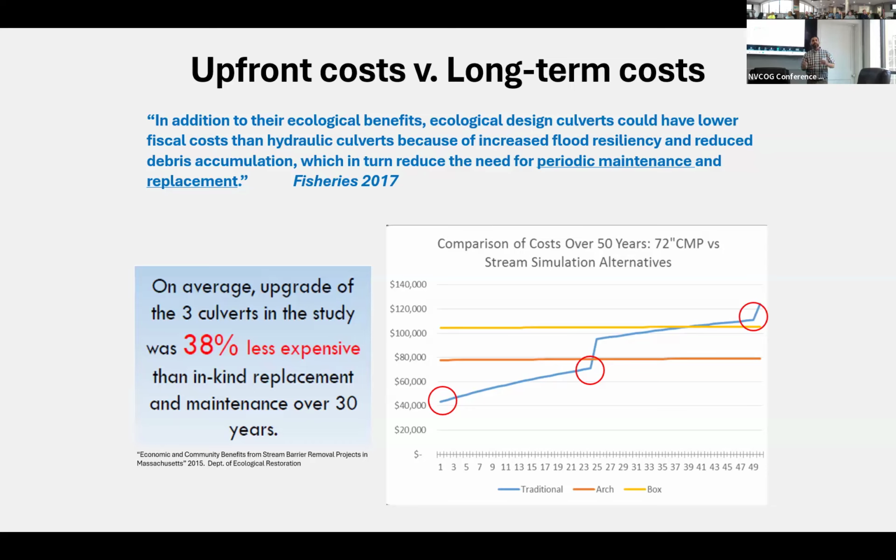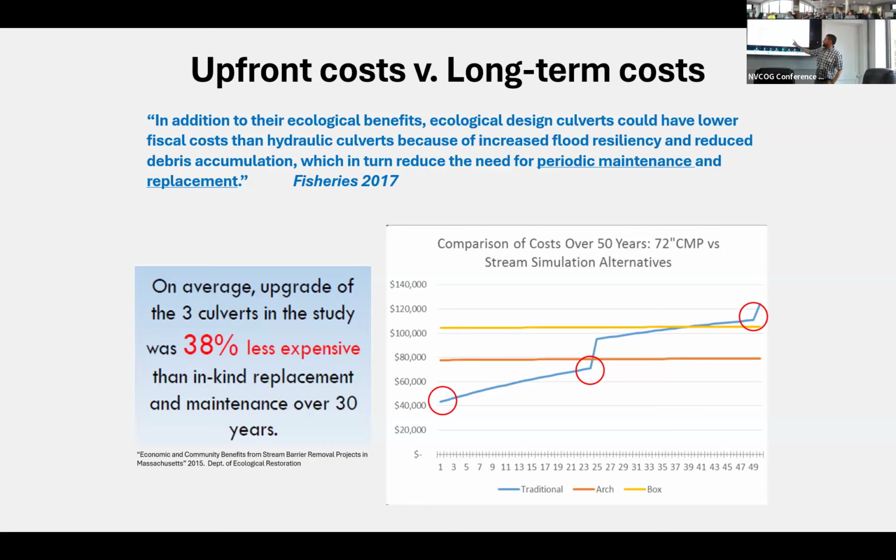A study was finally published in 2017. People were always saying, well, can you really show it? Can you prove it with evidence? These researchers looked at a variety of culverts in a park system and found that this is showing sort of this low upfront cost for the conventional approach, high upfront cost for the stream simulation approach.